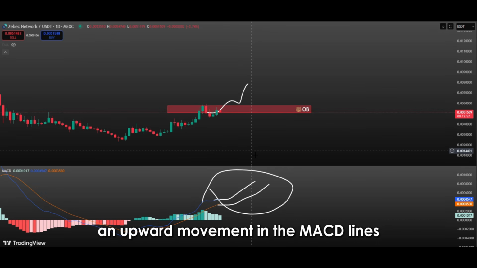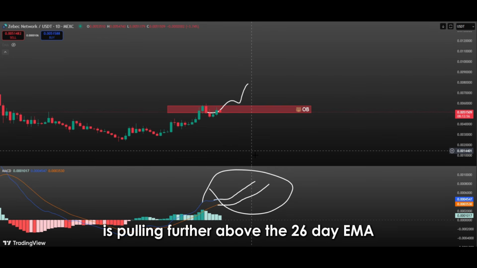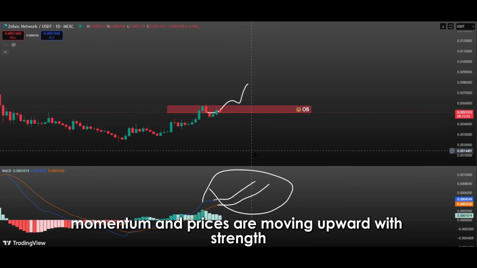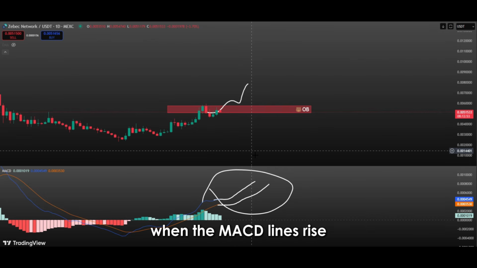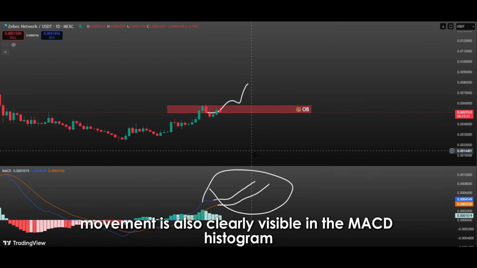An upward movement in the MACD lines indicates that the 12-day EMA is pulling further above the 26-day EMA. This is a significant sign that the market is gaining momentum and prices are moving upward with strength. When the MACD lines rise, it reflects increased buying pressure, strengthening long positions, and this pressure positively impacts the price. This upward movement is also clearly visible in the MACD histogram.